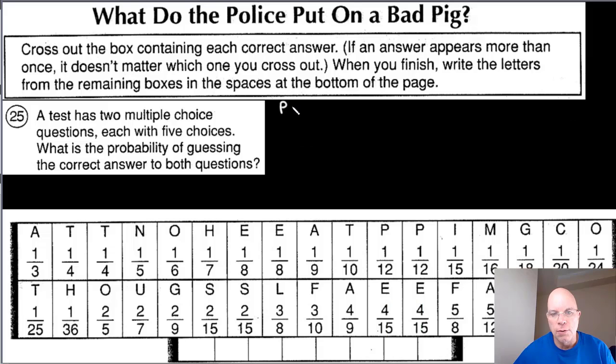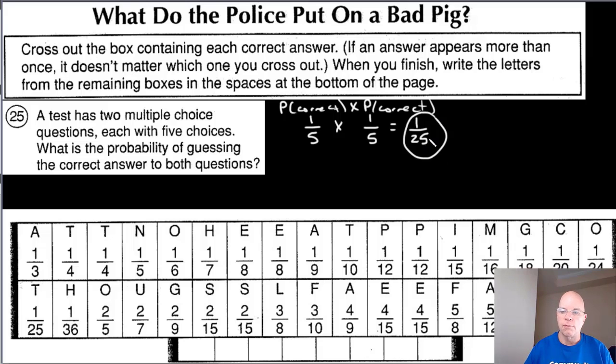The probability of guessing correctly, if there are 5 answer choices and it's just a complete guess, would be 1/5 because there's 1 favorable outcome and 5 possible outcomes. The probability of guessing correct on the second question will also be 1/5 because they're independent events. Whether or not you guessed correctly on the first question has no impact on whether or not you guessed correctly on the second question. And then when you multiply those 2 probabilities together, you get the probability of guessing correctly twice in a row, which is 1/25, or 4%.